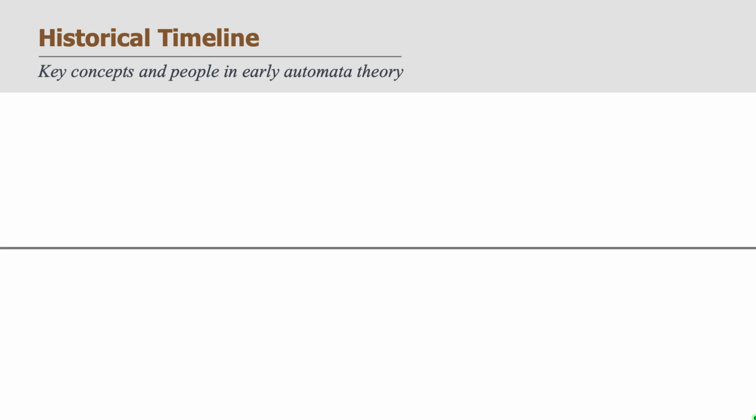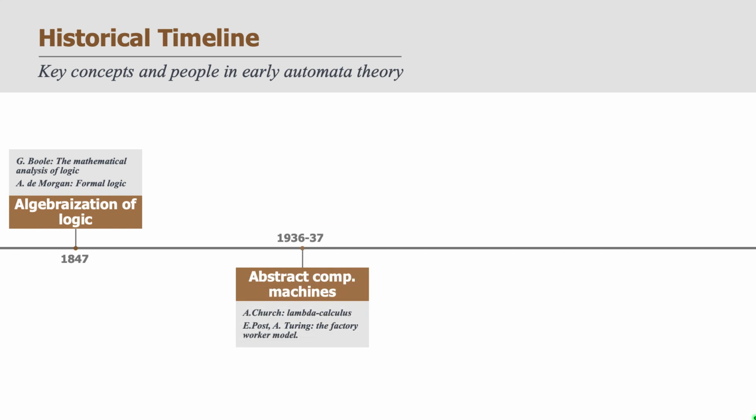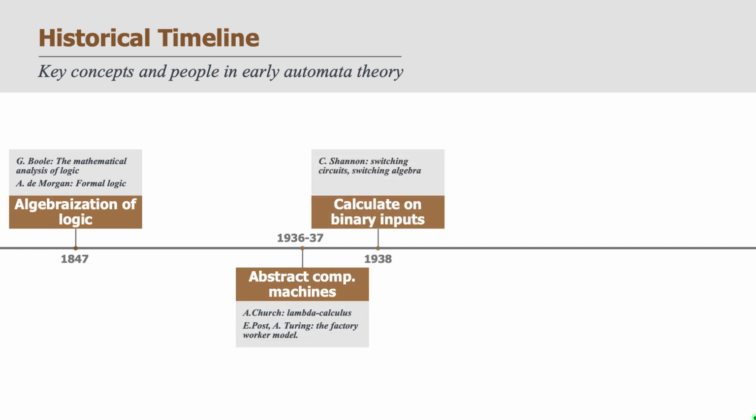But in fact, the foundations were already laid in the 19th century with contributions from Boole and De Morgan. What they essentially did was a sort of algebraization of logic, allowing to operate with logical statements. And this was crucial, for example, for the work done by Claude Shannon on switching circuits, where the objective was to develop a computing machine that would calculate on binary inputs. And this was done around 1938.